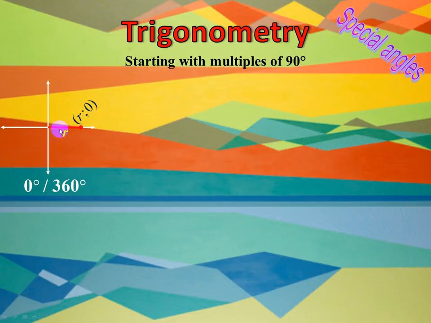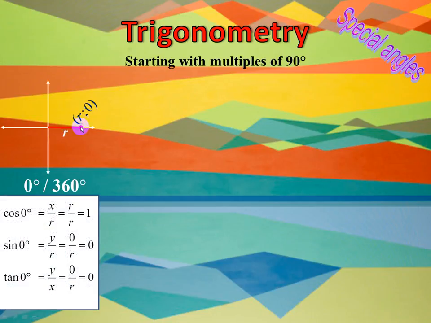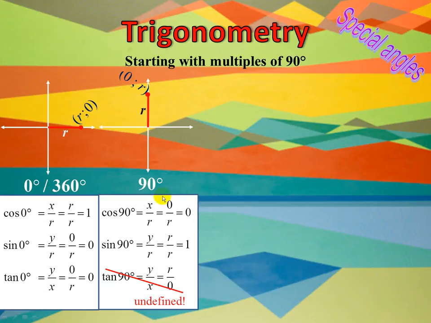At 0 degrees, we have r lying along the x-axis, the coordinate to the end point r, 0, and we can slot into the trig ratio. At 90 degrees, we now have 0, r, and we can put into the trig ratios. Note, tan of 90 is undefined, you cannot divide by 0.